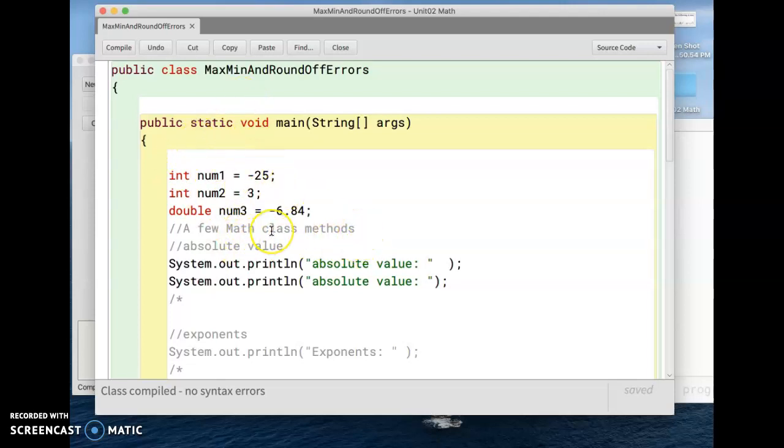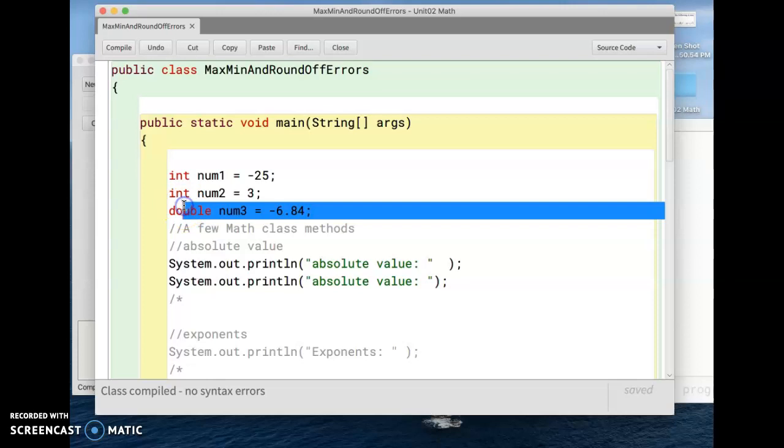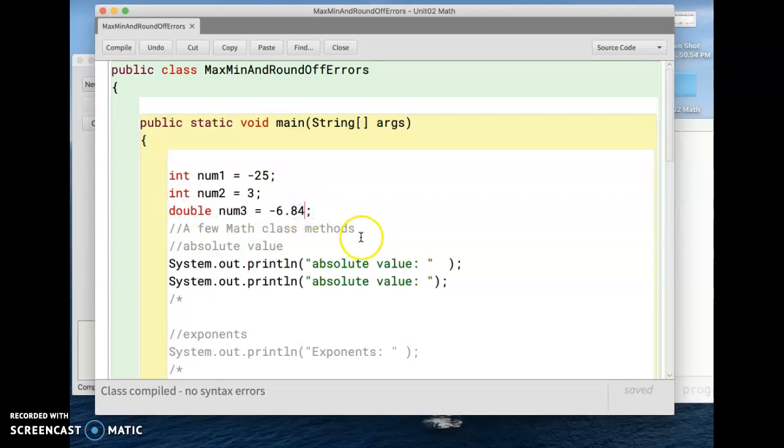So to do that, I created a few variables here. num1 and num2 are both integers, one negative, one positive. And we have a double here that's num3. And so the first math method that we're going to use is absolute value. So when we're doing any of these methods, we always begin them with the word Math.